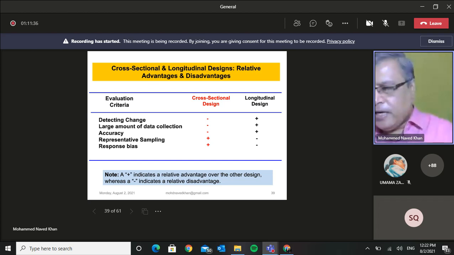So very briefly, an attempt has been made to summarize what we have discussed till now. If you look at the evaluation criteria, from the point of view of detecting change, if you recall, we discussed that if you want to detect change at the aggregate level, cross-sectional designs may be advantageous. But at the level of individual tracking, for example, or if you want to detect minor changes, then it will be advisable for us to go for longitudinal design.